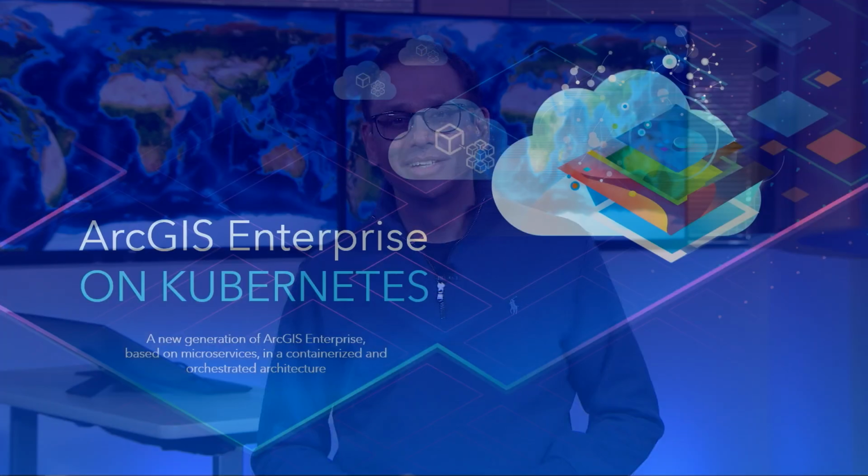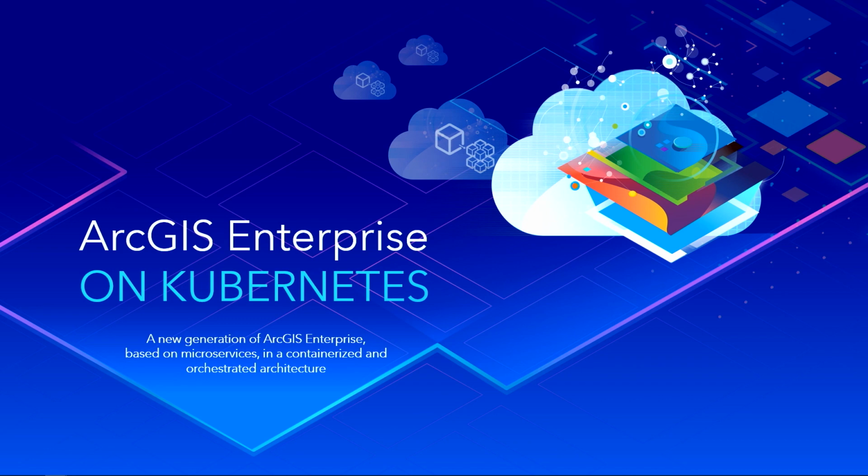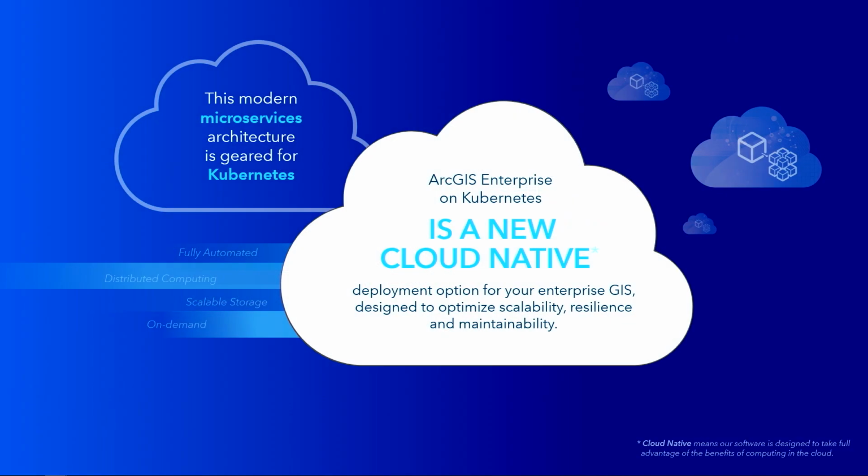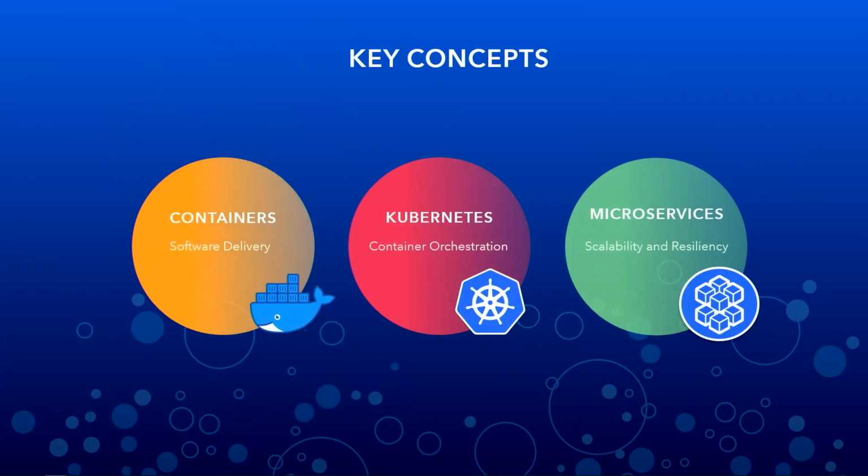We're now going to showcase a new product for the very first time. We're super excited because we've been working on it for a few years now, introducing ArcGIS Enterprise on Kubernetes. It's an architecture that's based on microservices, it's containerized, and it runs in an orchestration fabric. It's a new cloud-native deployment for your enterprise GIS. It's designed for scale, resiliency, and maintainability. And of course, as you can expect, it can be fully automated too.